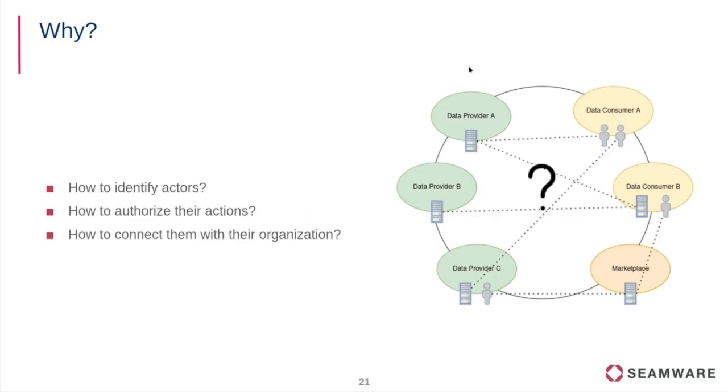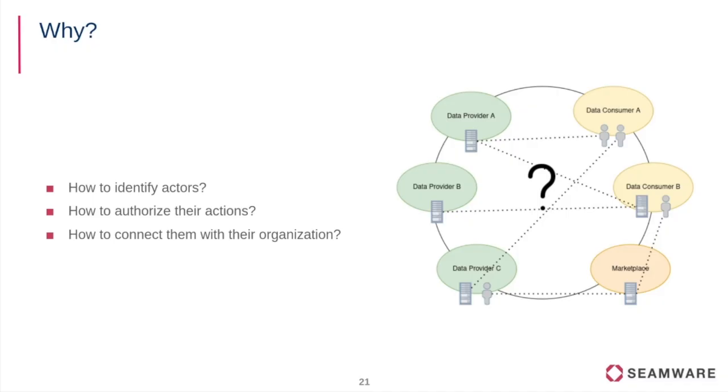In order to solve that trust relationship, we actually have to solve some questions. So how do we identify actors? How does provider C recognize this user as part of consumer A? And how do they authorize their actions? So how does provider C know that this human is allowed to actually access the data by being part of consumer A?